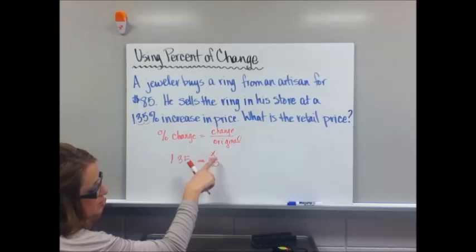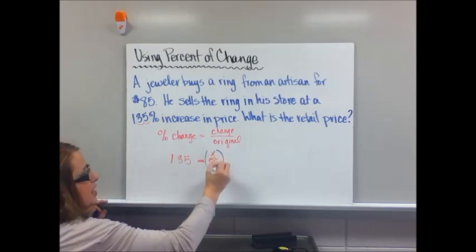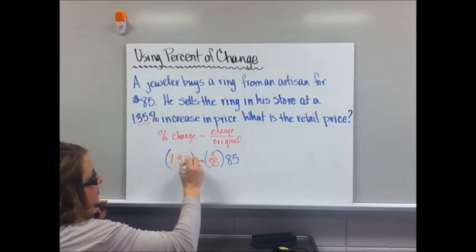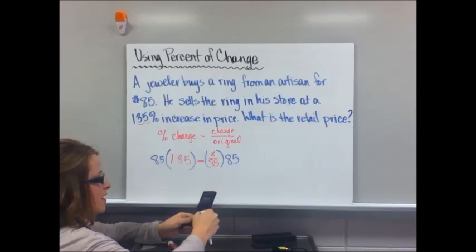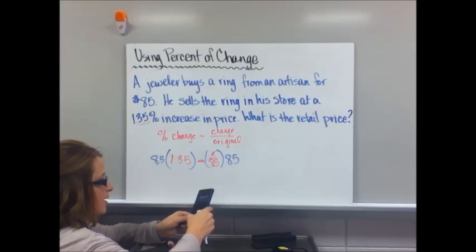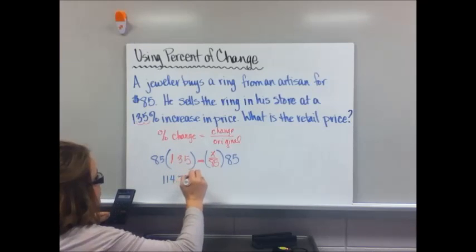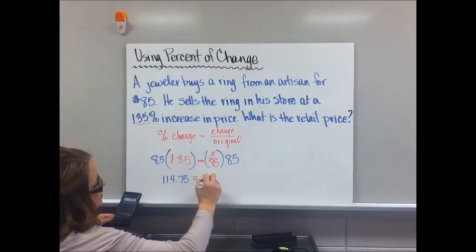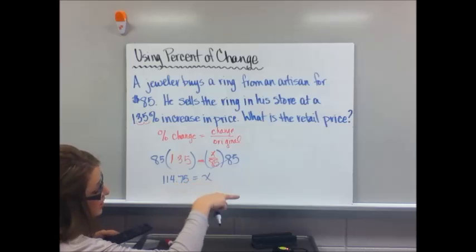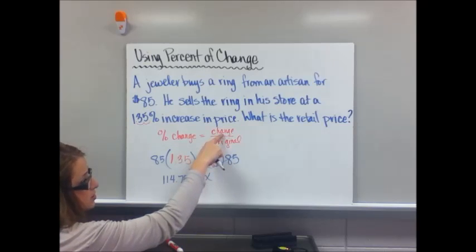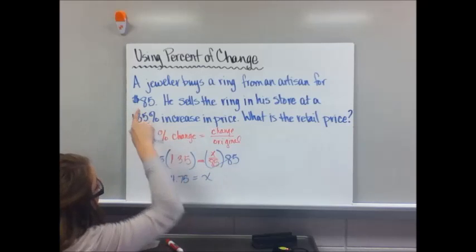So now it's an equation that we're going to solve. We're going to undo what's happening to the variable. It's being divided by 85, so we are going to multiply both sides by 85. 85 times 1.35 is 114.75, and that's going to equal x. Those cancel there. So x is not the retail price, it's the amount of change.